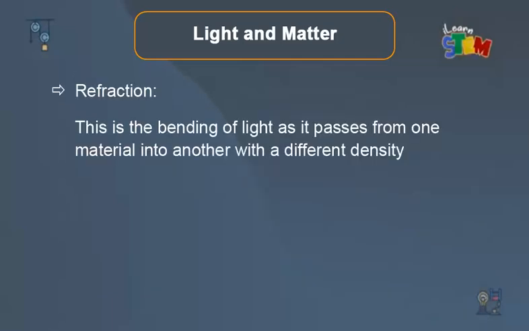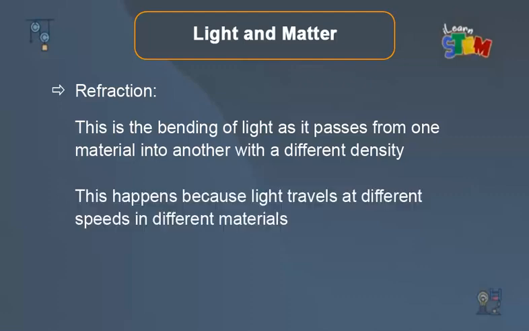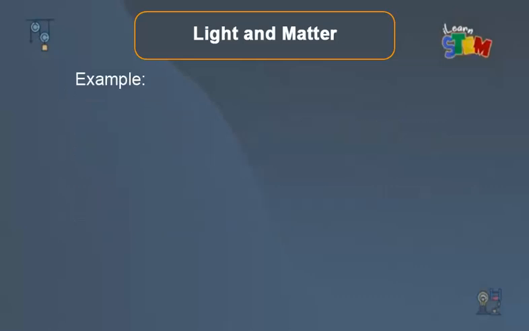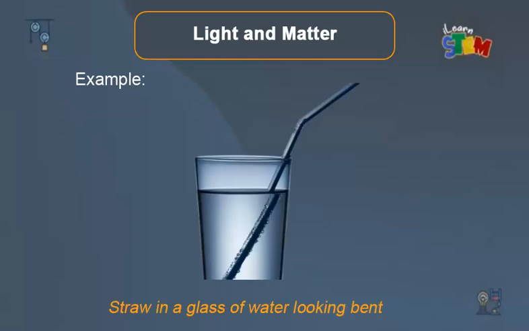Refraction. This is the bending of light as it passes from one material into another with a different density. This happens because light travels at different speeds in different materials. Example. A straw in a glass of water looks bent at the surface because the light slows down when it passes from air into water, causing it to change direction.